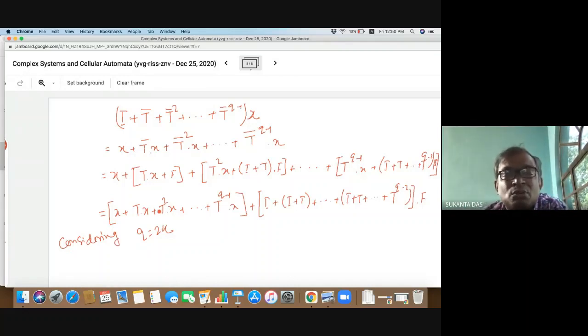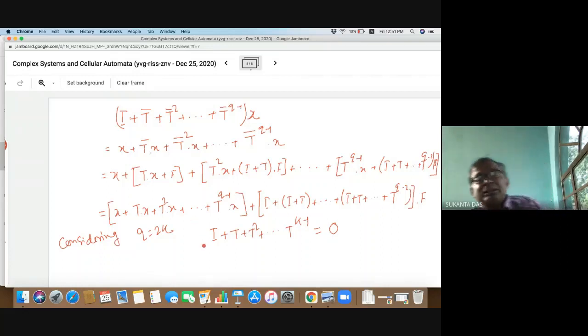I'm just considering q equal to 2k, and recall that I have shown that I plus t square plus up to t to the power k minus 1 is equal to 0, when t forms a cyclic group, right? So consider this one and put this value. Then what will I get? So here q equals 2k, right? And then what I'll get will be like this.